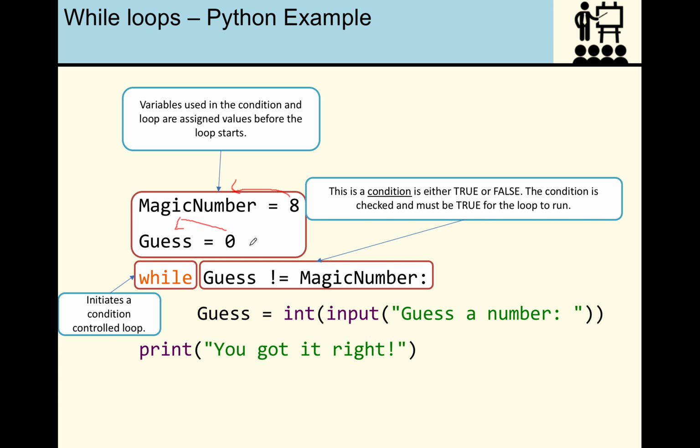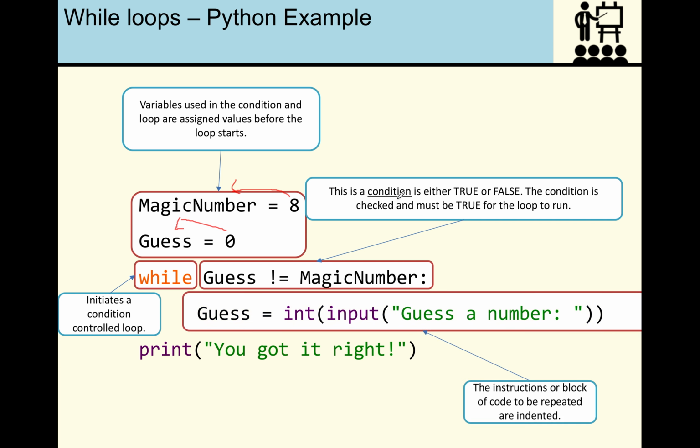So at the moment, guess is holding the value 0, and magic number is holding the value 8. So they're not equal to each other. So this is true. And then underneath that, we have the instructions or block of code to be repeated. So we're repeating this instruction here.